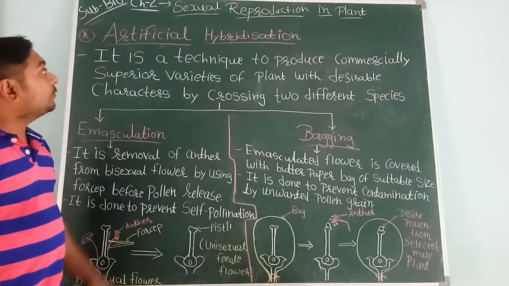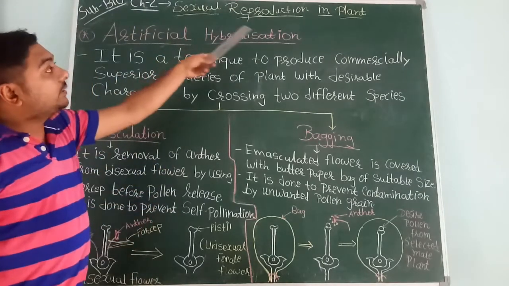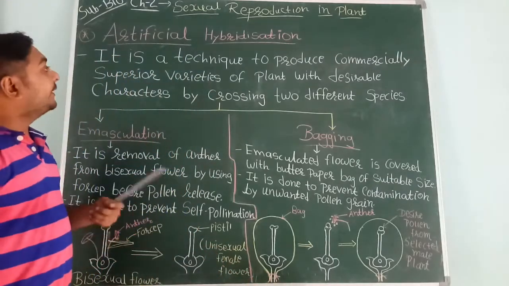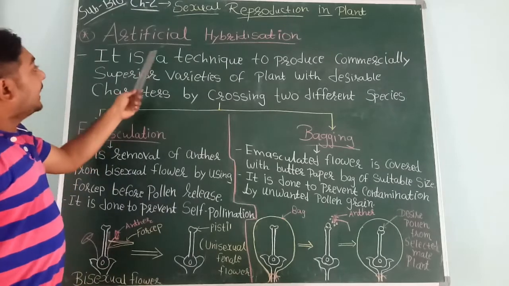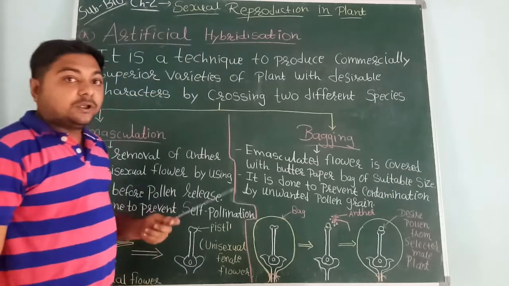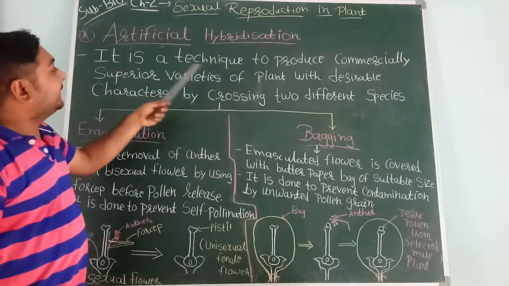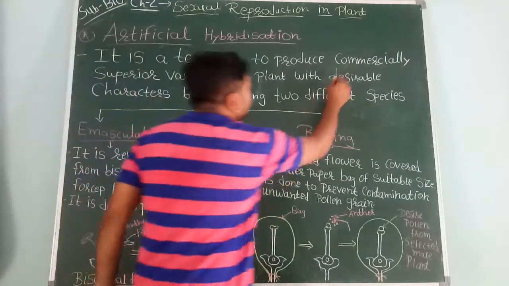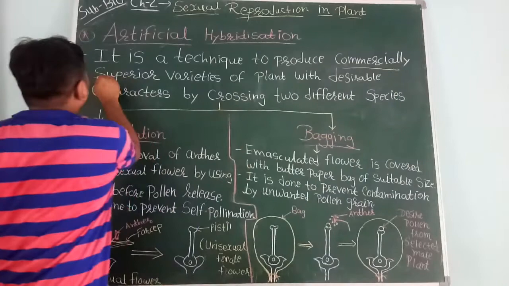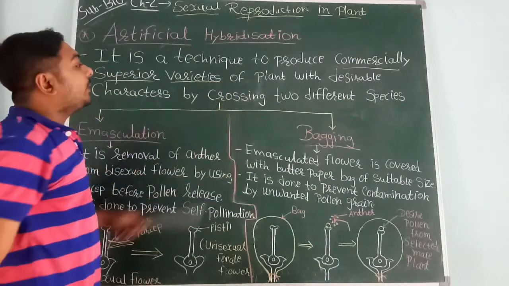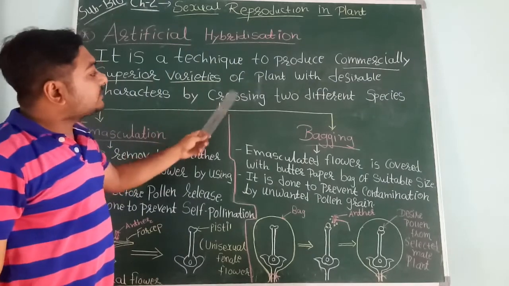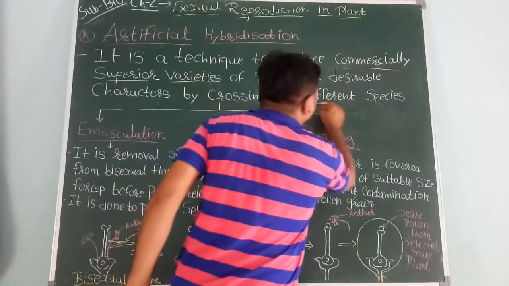Okay, we are going to continue chapter number 2, sexual reproduction in plants. In this chapter we are going to learn about the topic artificial hybridization. Artificial hybridization is a technique to produce commercially superior varieties of plants with desirable characters by crossing two different species.